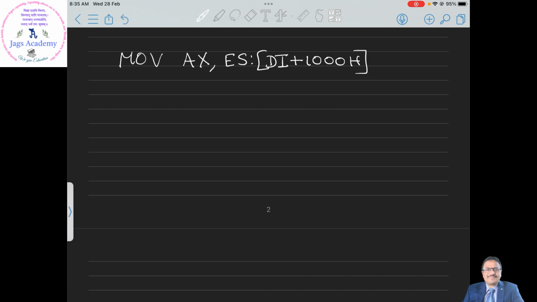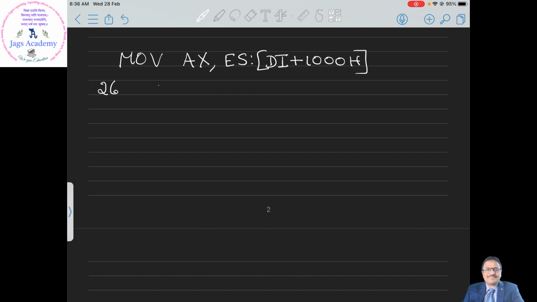The prefix for ES is going to be 26. So whatever machine instruction you get, that will be having a prefix of 26. Otherwise, the conversion to the machine instruction is similar to one you do for MOV AX comma within square bracket DI plus 1000H. So we will proceed as usual.